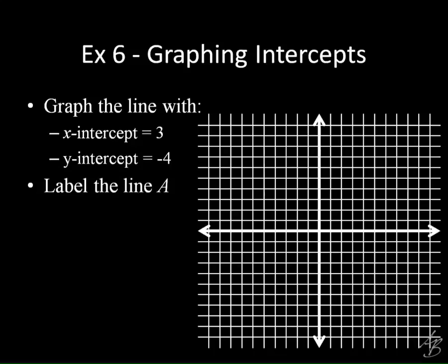All right, so first thing, let's get an idea of where these points are going to be. So the x-intercept is 3. Where is that point going to be? What are the coordinates of the point for an x-intercept of 3?